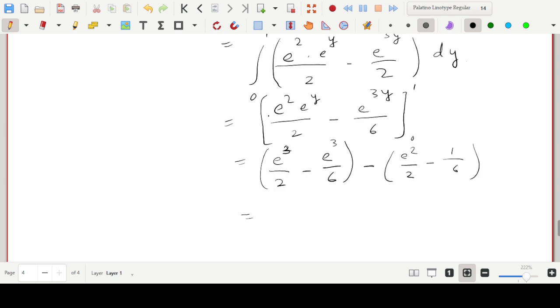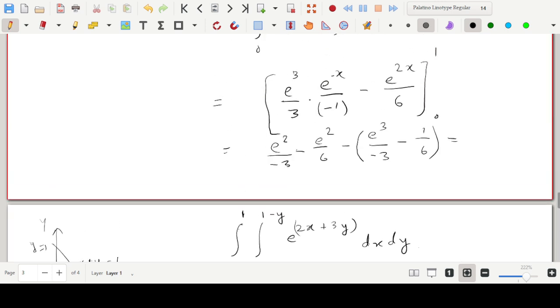Okay, so now to compute this: 3 times this, so 3 minus 3 e cube minus e cube, divide, so 2 e cube divided by 6, so e cube over 3 minus e square over 2 plus 1 over 6. That is our answer over here.